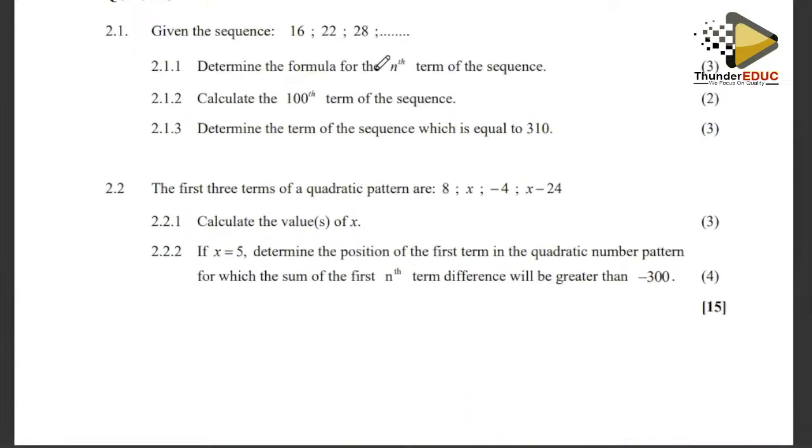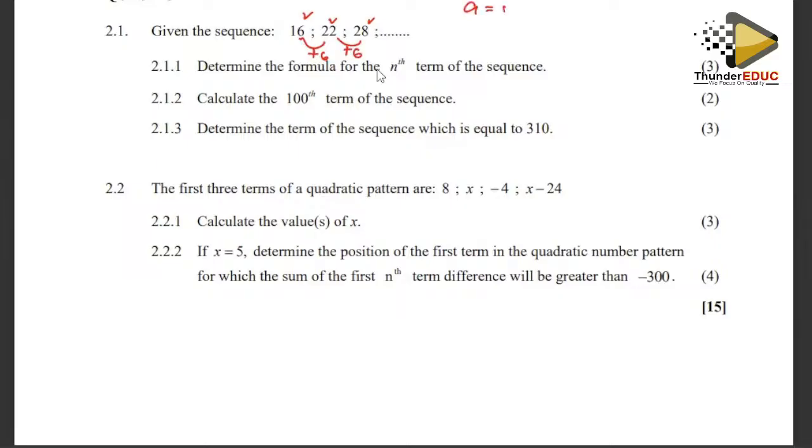Okay, then question number 2 for the sequence or series. Geometric, arithmetic, quadratic, all of them. So we have 16, 22, and then 28. They just told us given the sequence, and then they want the formula for the nth term. So before we even find the nth term, we need to determine, is this arithmetic, quadratic, or geometric? Okay, so if this is 16, you add 6 to give you 22. And then if I add 6 again, I'll get a 28. So this is arithmetic.